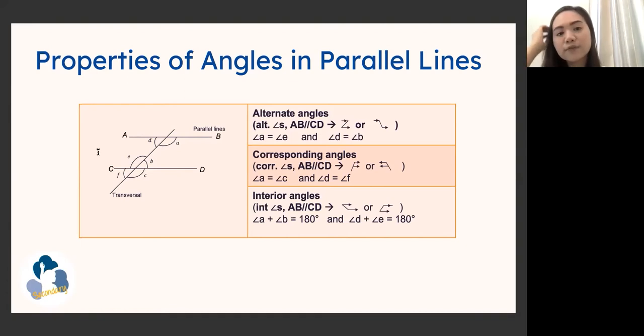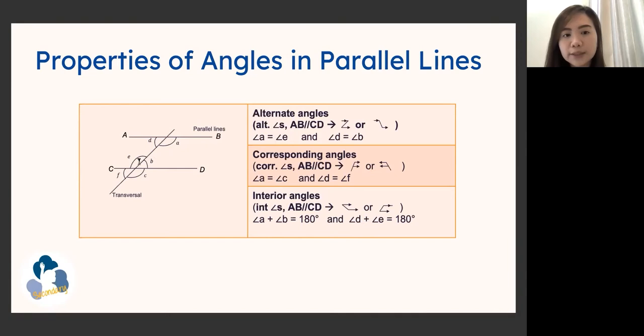As a result of these parallel lines, some of these angles will be formed. In other words, parallel lines must exist first in order for you to be able to spot alternate angles, corresponding angles, and interior angles. What are alternate angles?